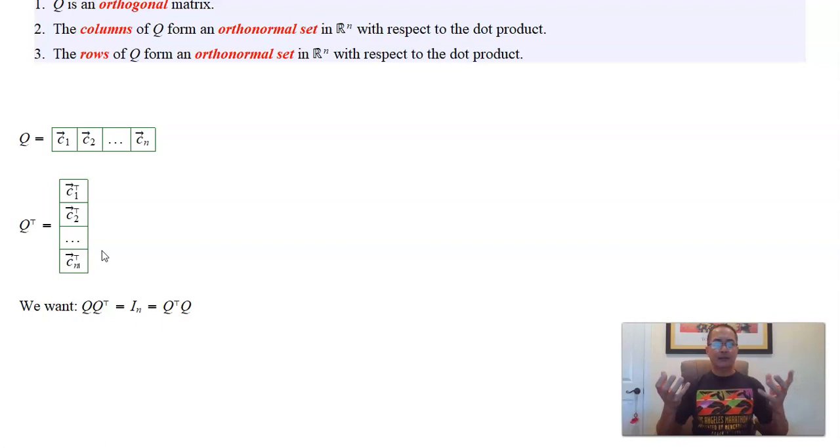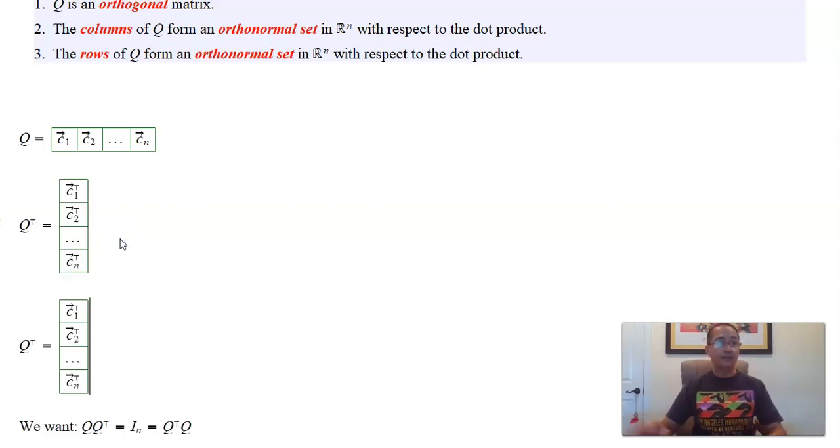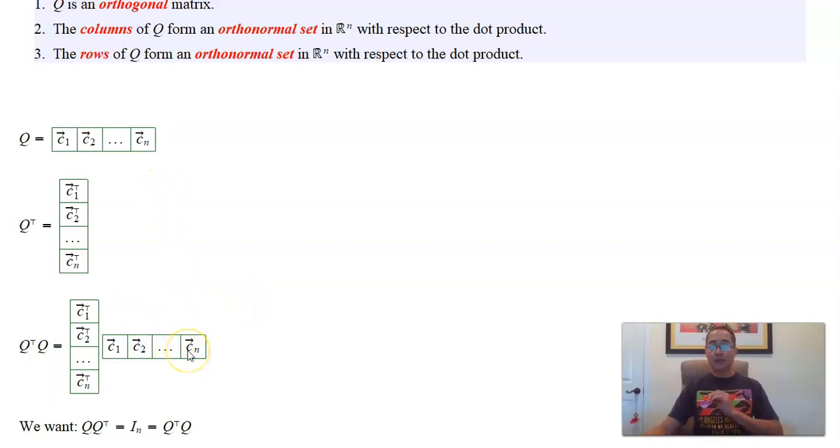Okay, so on the left, remember, partition it into rows, and on the right, partition it into columns. So which of these are in rows? It looks like it's Q^T. So let's make a copy of that. Q transpose is already in rows. Q is already in columns. Okay, so we want that product to be the identity matrix.